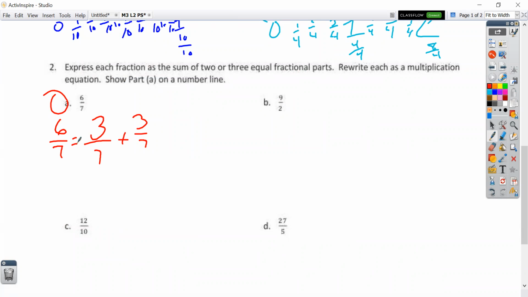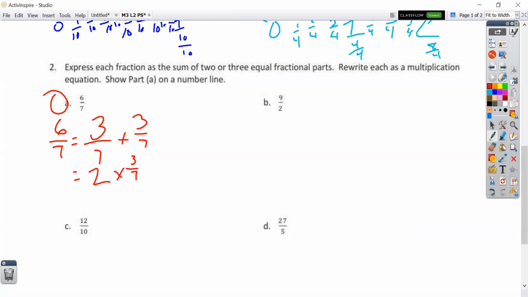Now, the reason why I wanted equal parts is so that we could also show it as a multiplication sentence. Well, how many groups of 3/7 is that? Well, that's 2 groups of 3/7, right? And that is how we stop. We're done. Now let's go ahead and follow those same steps over here on B.